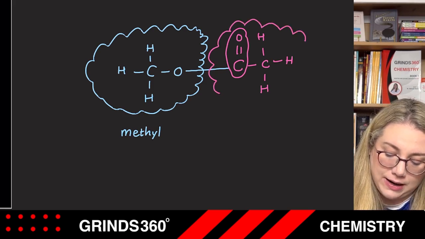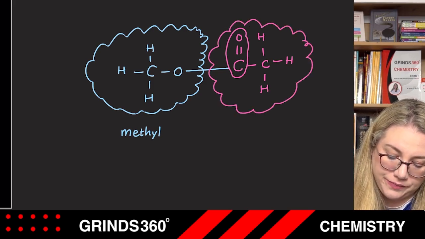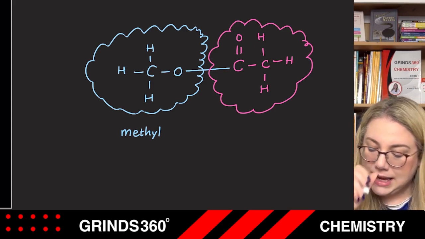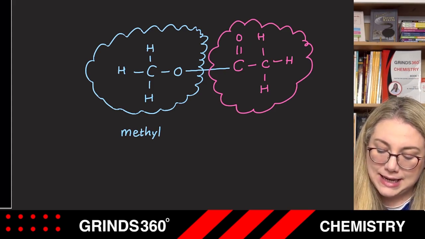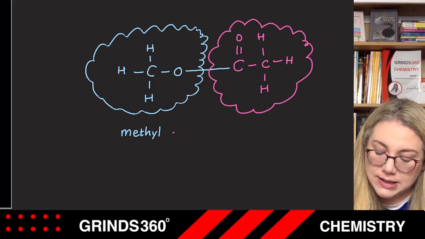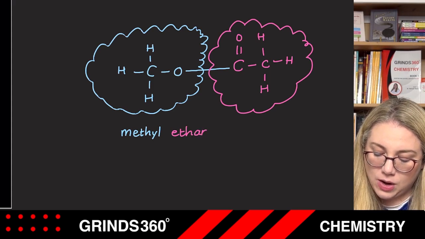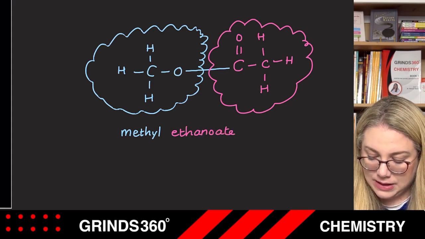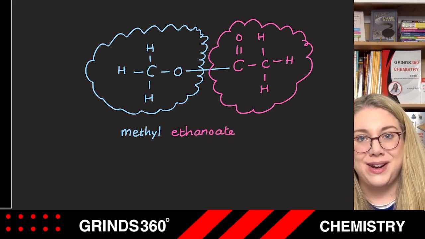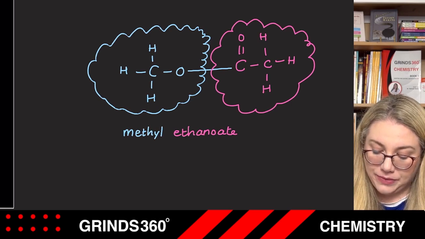So then if I highlight all of this bit here, we know this part came from the carboxylic acid and it has 2 carbons in it. So it would be ethanoate. And that's what the structure of methyl ethanoate looks like.